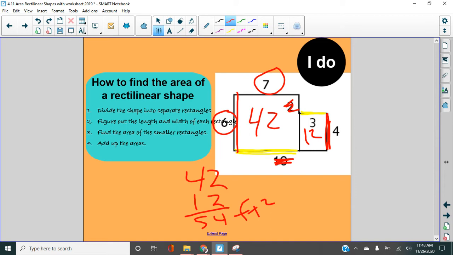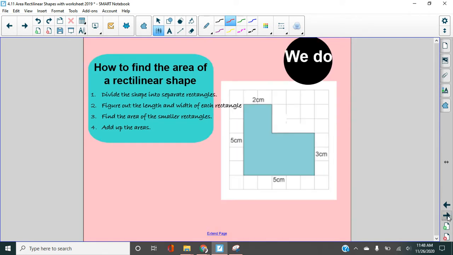Okay, so these are the steps. Divide the shape into separate rectangles, figure out the length and width of each rectangle, find the area of the smaller rectangles, right? We did that, and then add them up at the end. Okay, let's do one together here. All right, what do we need to do first?